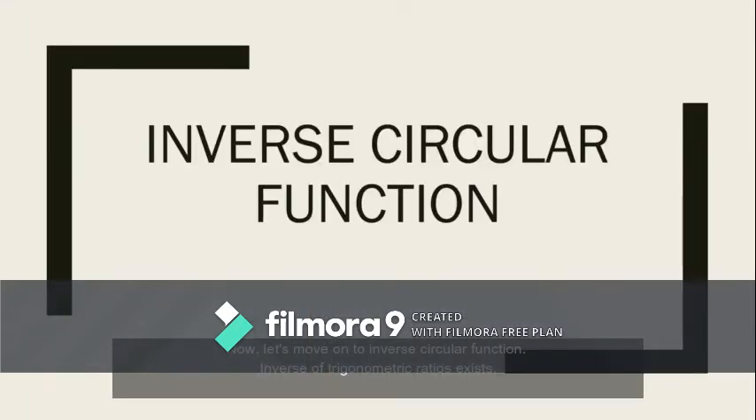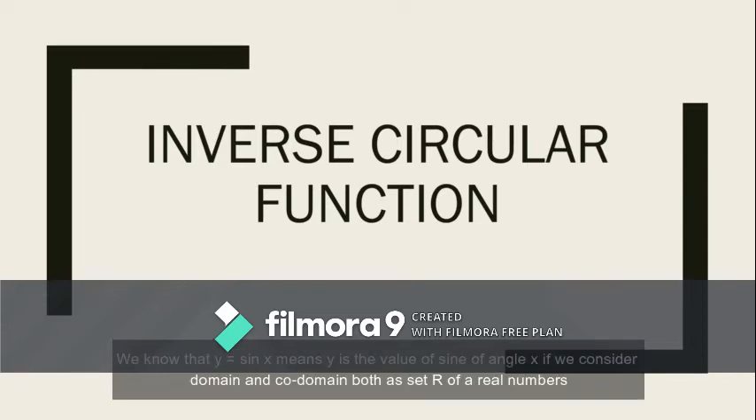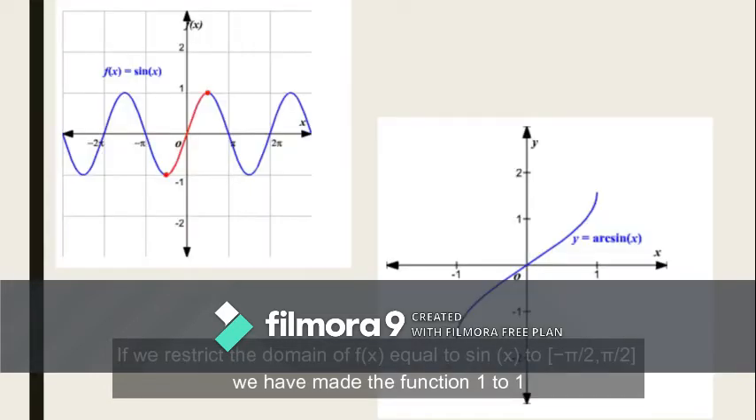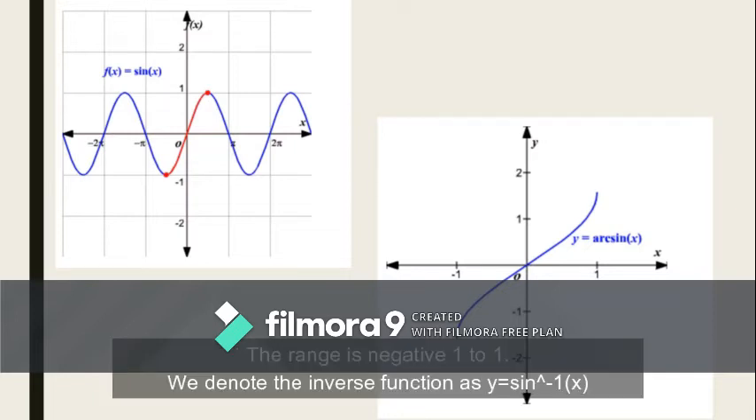Now, let's move on to inverse circular function. Inverse of trigonometric ratios exists. We know that y equals sin x means y is the value of sine of angle x if we consider the domain and codomain both to be the set of real numbers. If we restrict the domain of f(x) equals sin x to negative pi over 2 to pi over 2, we have made the function one-to-one. The range is negative 1 to 1.